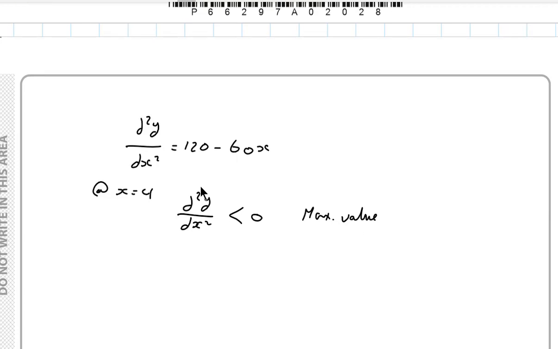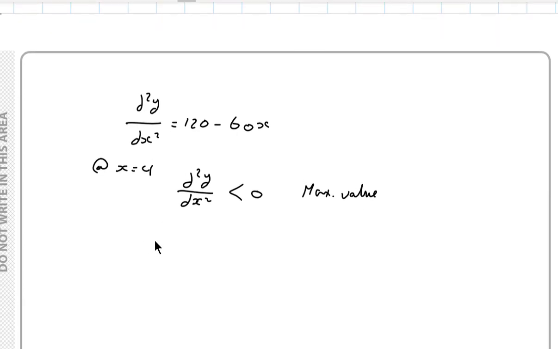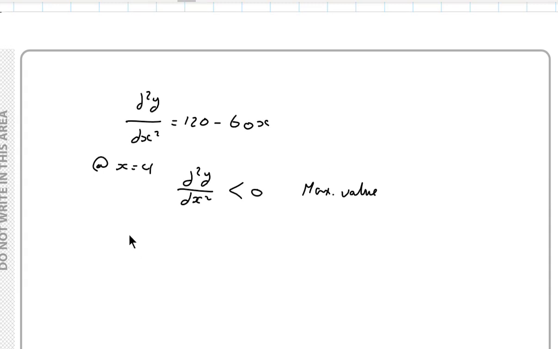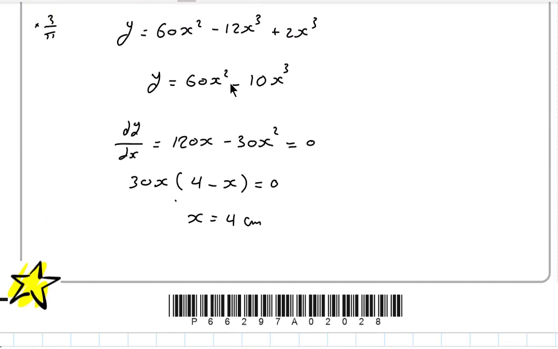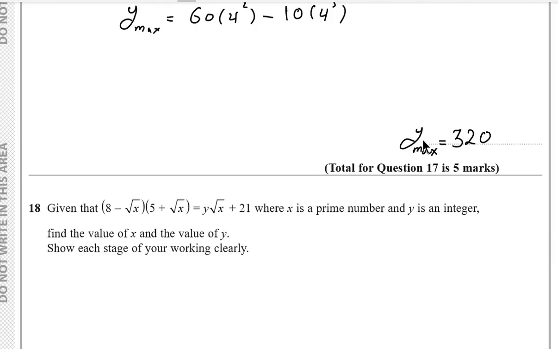To get y maximum, I will put x equals 4 in the y expression. So y maximum should be, from this step, 60 times 4 squared minus 10 times 4 cubed, which is 320.